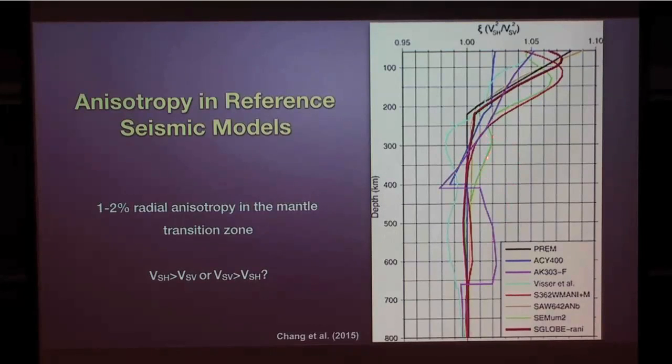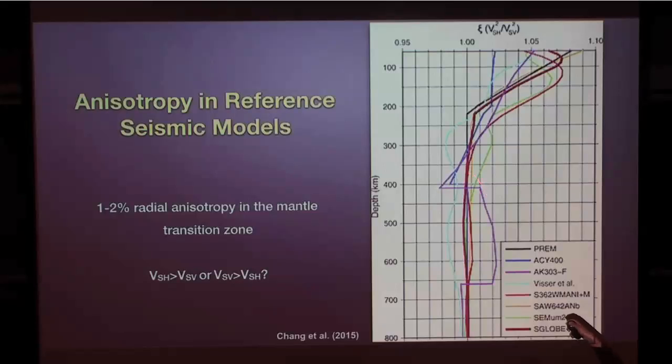There are two models, the green one that's SEM from Berkeley, and the light blue one, which is from the Utrecht group, Visser. They do have some stronger anisotropy above the transition zone. Then once we enter the transition zone, again, very, very little anisotropy. Most of these models are on the right of PREM, so that's VSH larger than VSV, but barely anything, less than 0.5%, so probably lower than the uncertainties on these models.